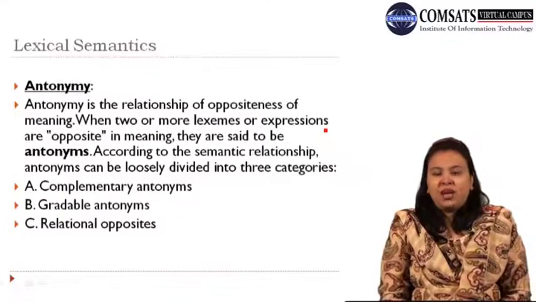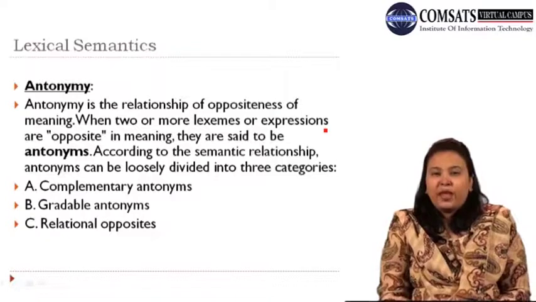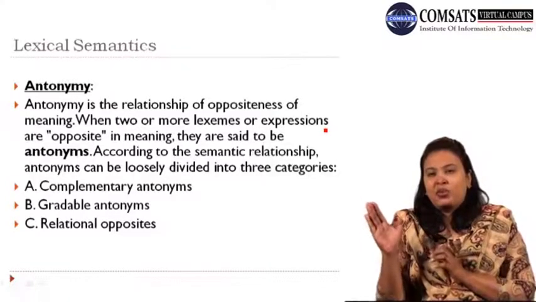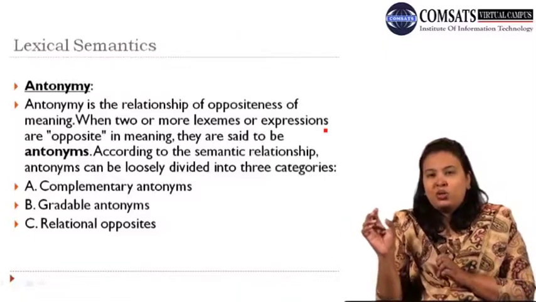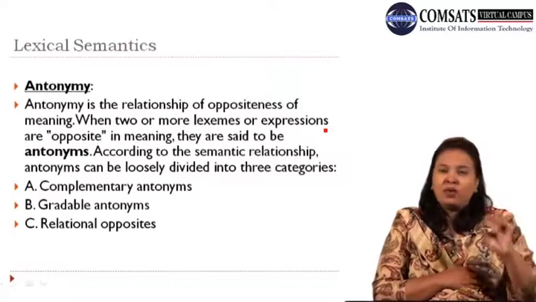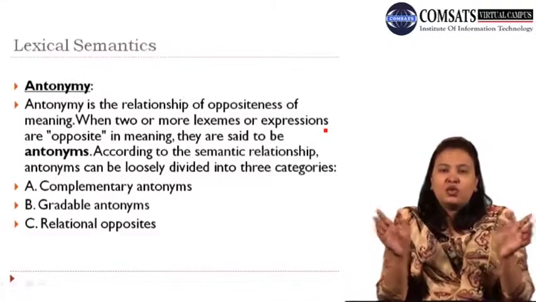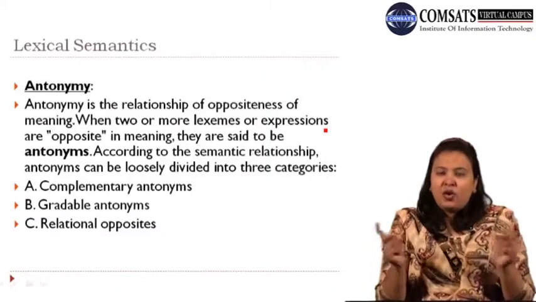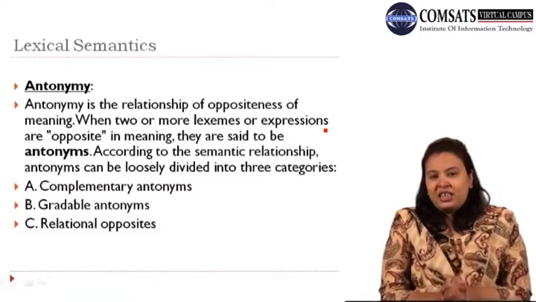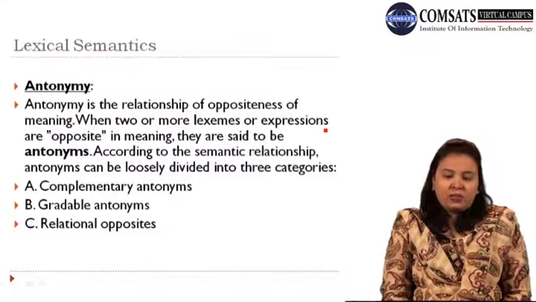I am happy, I am sad. Totally two different meanings. Happiness is an emotional state where you are happy, you are glad, you are cheerful. But sad is another state where you are gloomy, you are not feeling fine. So they are two opposite emotional states. This way they are antonyms of each other. When two or more lexemes or expressions are opposite in meaning, they are said to be antonyms.